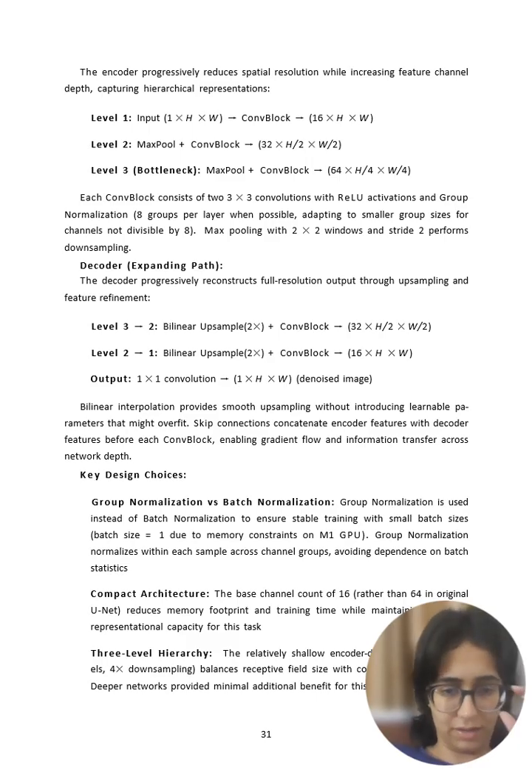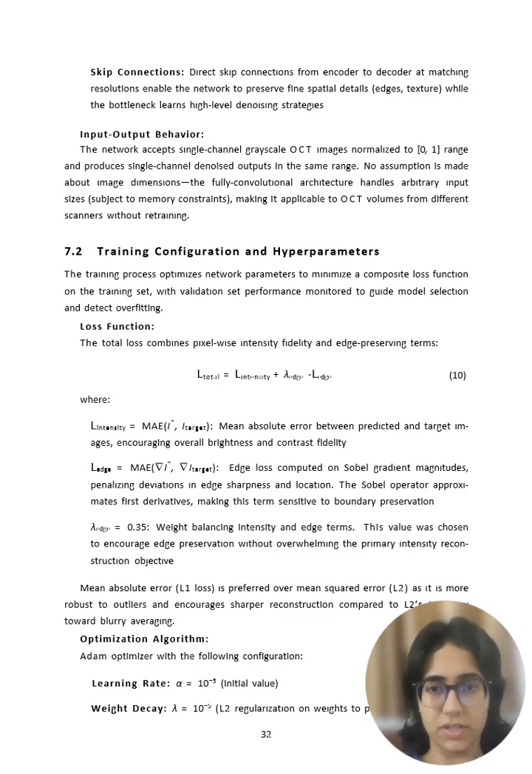Some design choices that we had to make were group normalization instead of batch normalization, to ensure stable training and due to the memory constraints of the laptop, only group normalization could be done. We have used a channel of 16 rather than 64 that is used in the original U-Net, as it reduces memory footprint, again a computation constraint on our end, and it also reduces the training time while maintaining the representational capacity for the task at hand. We have used a three-level hierarchy that more or less captures all that we wanted. We saw that at the same dimensions there were connections between the encoder and decoder parts. These are called skip connections, and they enable the network to preserve fine spatial details, that is, the edges and the texture, while the bottleneck learns high-level denoising strategies.